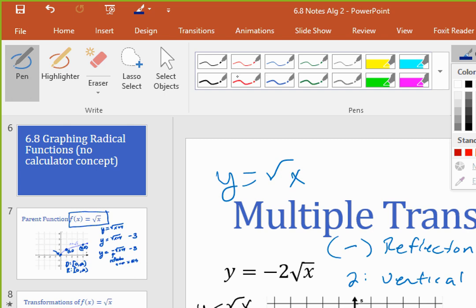Okay, let's look at this one here on the right. So now we have negative 2 root (x plus 1) minus 3. Well, let's start peeling off what we know. We know it's going to be a reflection over the x. We know it's going to be a vertical stretch by a factor of 2. The x plus 1 means it's going to move left 1. And the minus 3 is going to tell me it's down 3. So we have all this stuff going on.